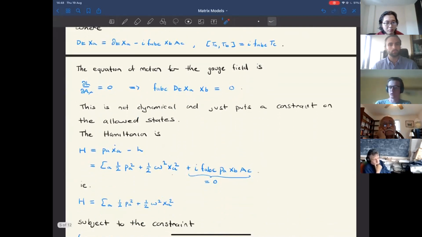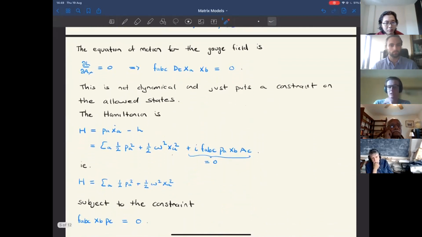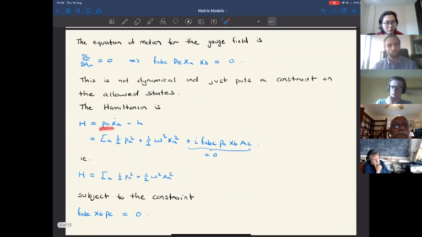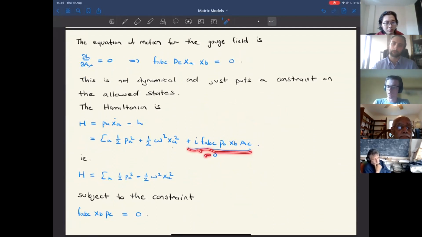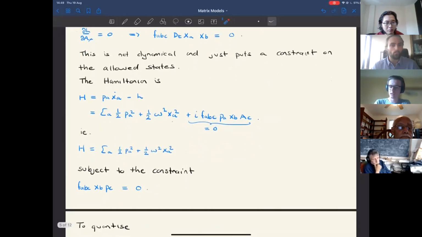To quantize it now, we need to switch to the Hamiltonian formulation, which we can do here, where P_A is now, I should have written this down. That's what the canonical momentum is. And this term here, you see if you work it out, is just 0 from above, okay? So our Hamiltonian just becomes a collection of harmonic oscillators subject to this constraint right here.